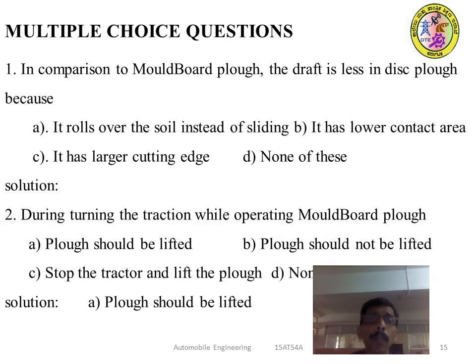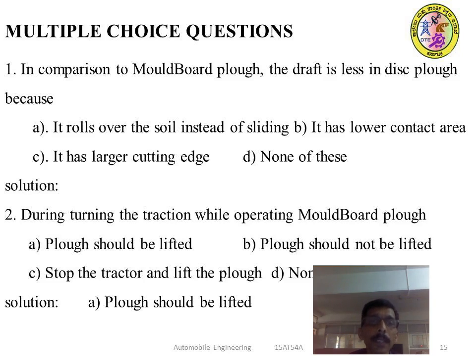Next, multiple choice questions. First one, in comparison to moldboard plow, the draft is less in disc plow. First choice is it rolls over the soil instead of sliding. Second, it has lower contact area. Third, it has larger cutting edge. Fourth, none of these. The solution is first one, it rolls over the soil instead of sliding.